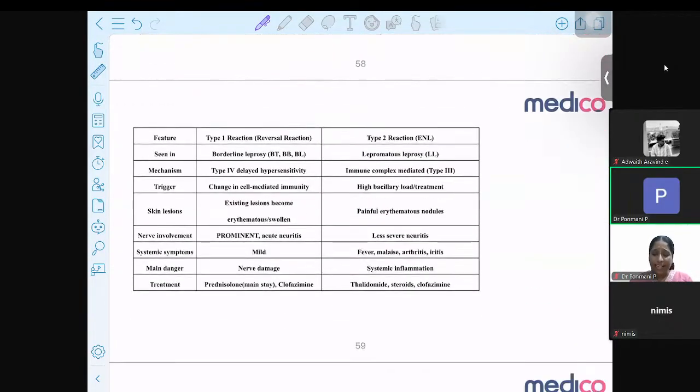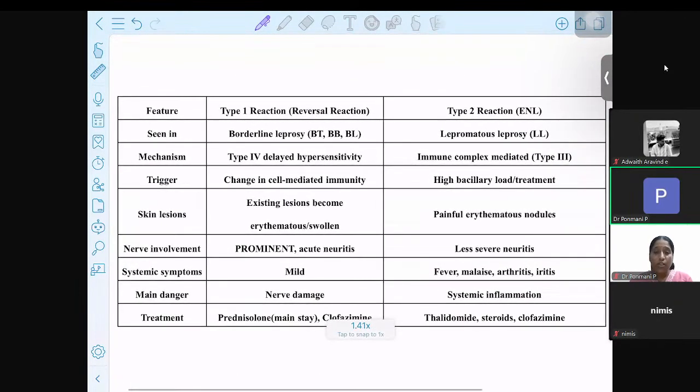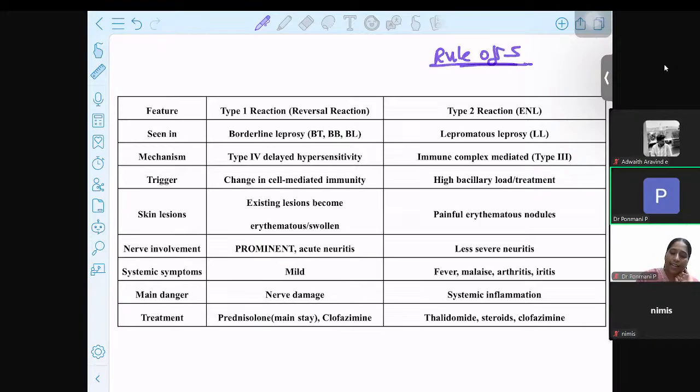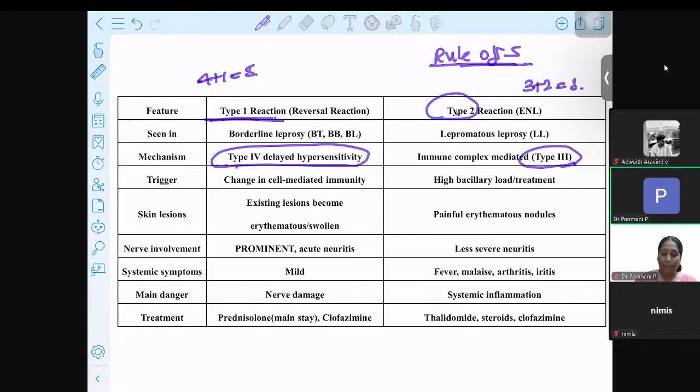Okay. So when dealing with leprosy, of course, you need to learn about the type 1 and type 2 lepra reaction. Here, the rule of 5 is important. What is that? Type 1 lepra reaction is type 4 delayed hypersensitivity. So 4 plus 1 is 5. And type 2 lepra reaction is type 3 hypersensitivity. 3 plus 2 is 5. Okay, so do not confuse about the type of lepra reaction.